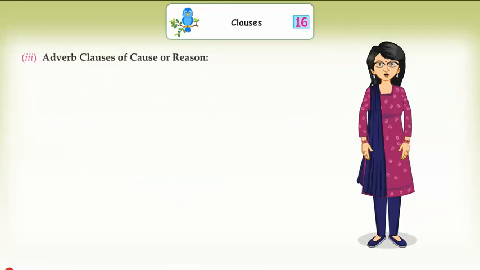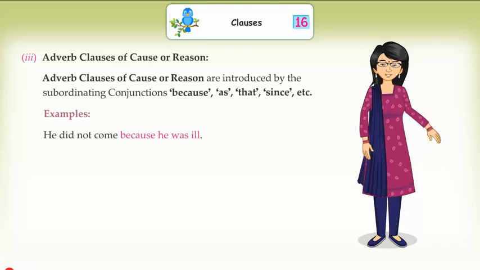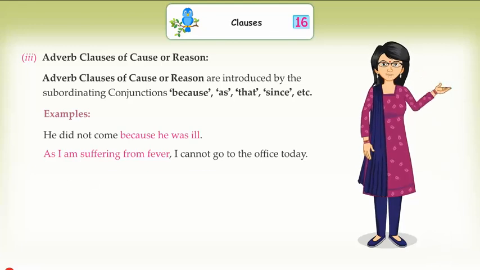3. Adverb clauses of cause or reason. Adverb clauses of cause or reason are introduced by the subordinate conjunctions because, as, that, since, etc. Examples: He did not come because he was ill. As I am suffering from fever, I cannot go to the office today.